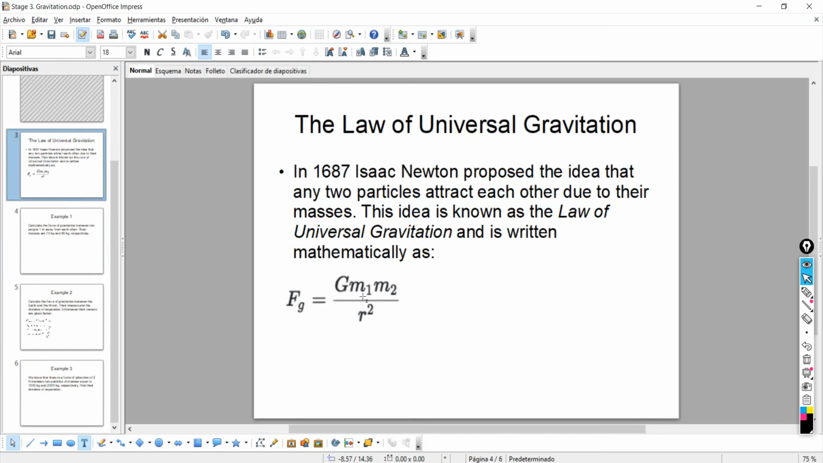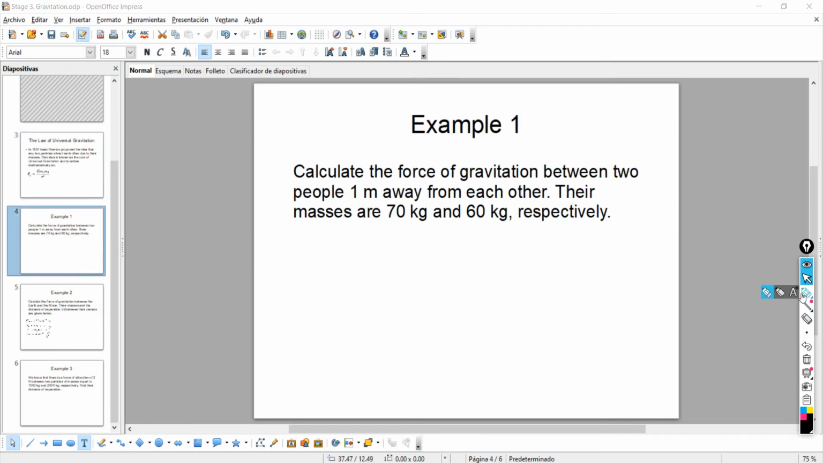You don't have to memorize it. It's going to appear in the exams and so on. Just understand what each of these symbols mean. So let's start. I'm going to use my calculator in a moment, so I have it by my hand, and let's do it. The example 1 asks me this.